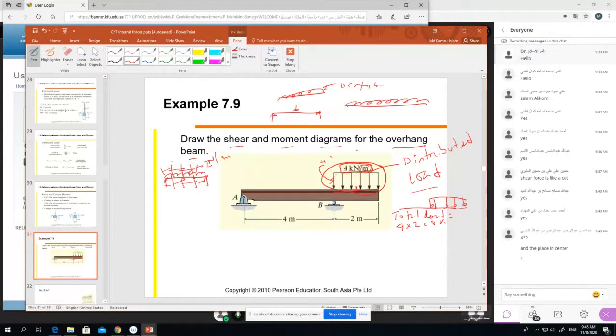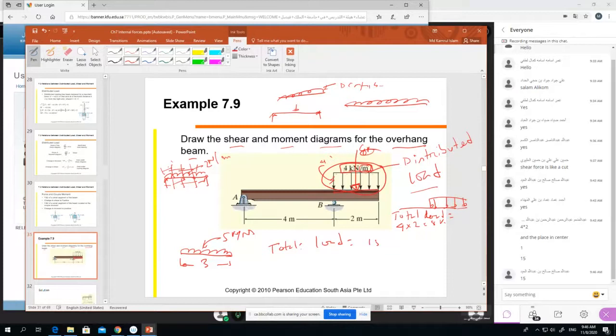The 8 kilonewton load will be working at the middle, at the center. So when we draw, for example, 5 kilonewton per meter, and we suppose we have a 3 meter distance, then what will the total load be? The total load will be 15, right? Yes, 5 into 3 is 15, and this 15 will work.